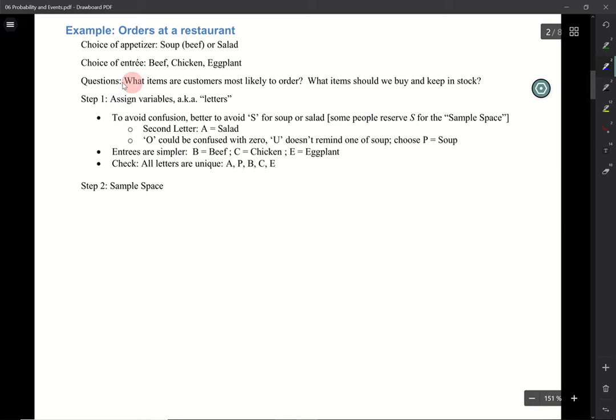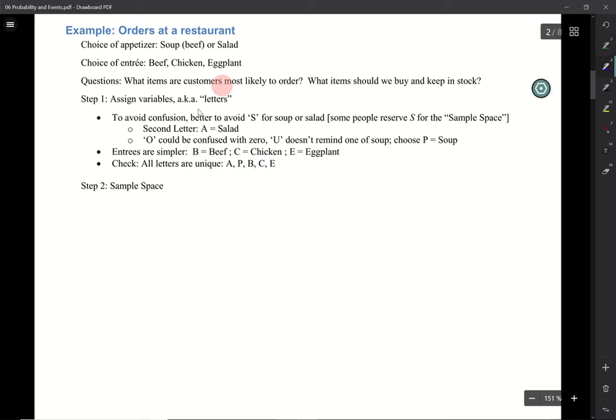Anyway, so how would you do this? Step one is to assign some kind of variable or letter to all of the cases, because you have to name them in a concise way in order to use the symbols and the formalism. The way of doing things is to have some kind of compact notation. So for the entrees, beef, chicken, and eggplant: B for beef, C for chicken, E for eggplant. That's kind of easy.